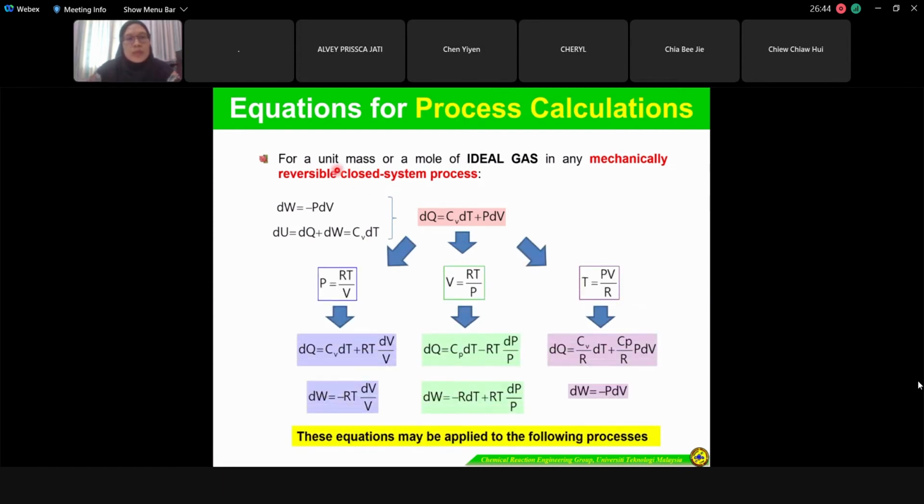Okay, so equations for process calculation. For any system, sometimes we want to know the change in terms of the energy balance, and then the amount of work or the amount of heat from a system. So in this case, we can develop these equations for ideal gas. For a unit mass or a unit mole of ideal gas in any mechanically reversible closed system process, you can write these two equations, okay?